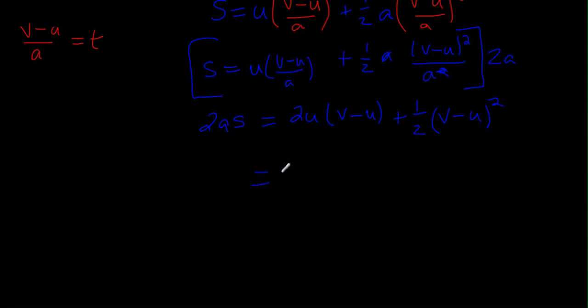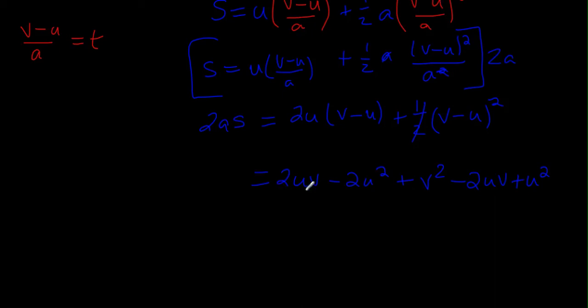So I end up with 2UV minus 2U squared plus 1/2. I'm sorry, this 1/2 is gone because we canceled that off with the 2A. That's a kind of a bad mistake, but we caught it, so we're still good to go. So now all we really have is this right here. That's going to simplify to V squared minus 2UV plus U squared.